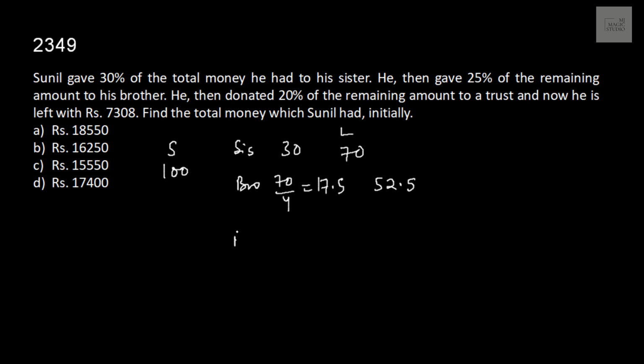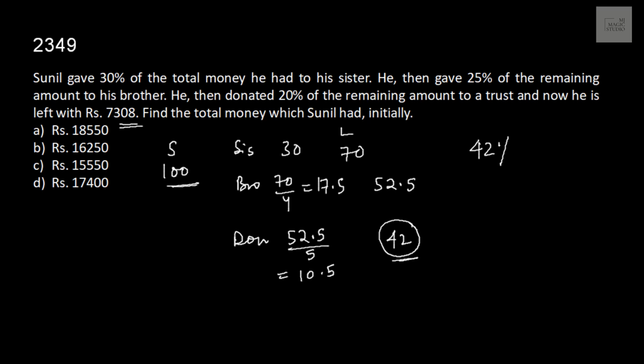He then donated 20% of the remaining. 20% of the remaining means 52.5 by 5, that would be 10.5. 52.5 minus 10.5 is 42. He's left with 42 after donation to a trust, and now he is left with 7308. That means if 100 is the base, he is left with 42. That means 42% or 42 corresponds to 7308.